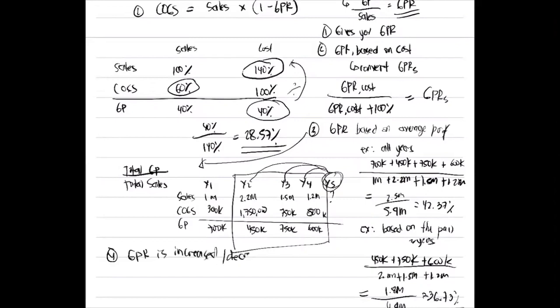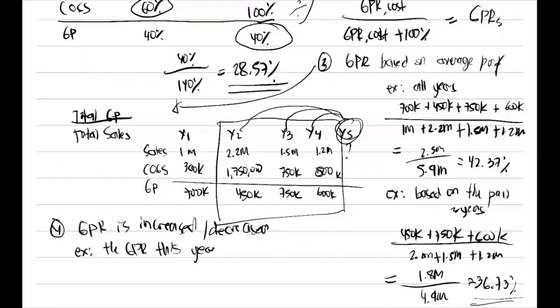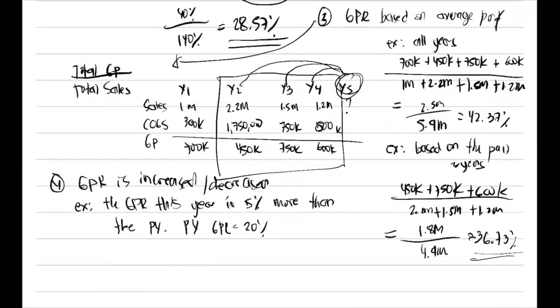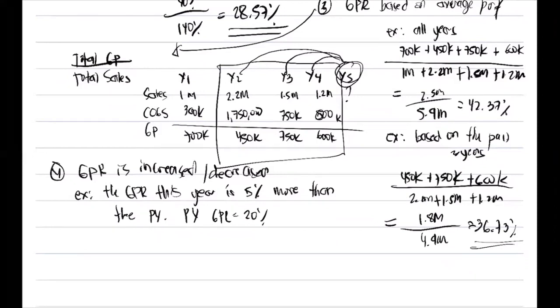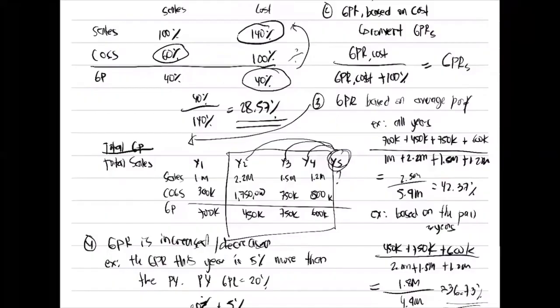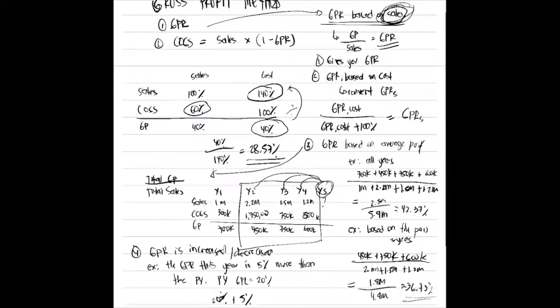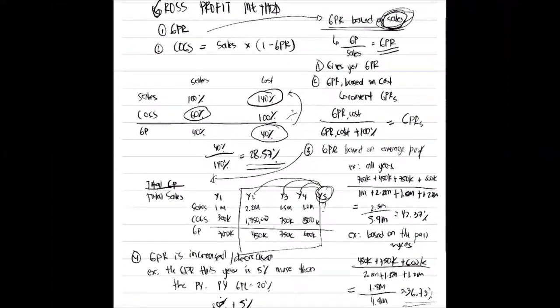Increase or decrease. So for example, the GPR this year is 5% more than the previous year. Tapos nakalagay previous year GPR is 20%. So what is the GPR this year? So GPR this year is 5% more than. So 20% plus 5%. Okay, ingat kayo ah. Basta lagi ang tatandaan ninyo, ang kukunin yung GPR ay based on sales. So that is for our GPR.